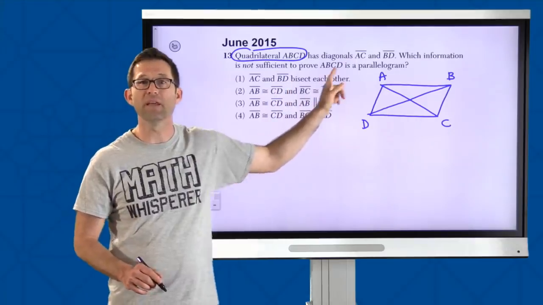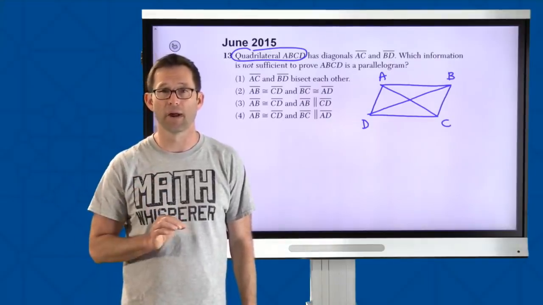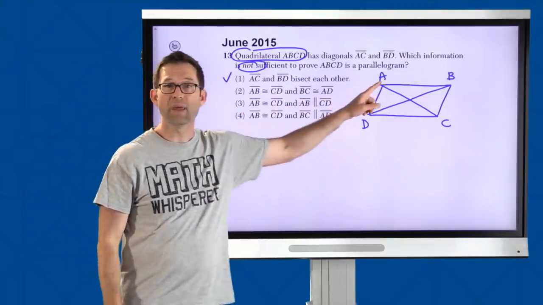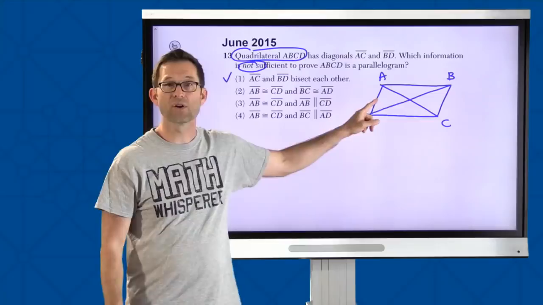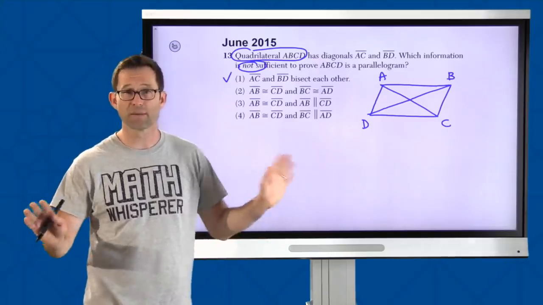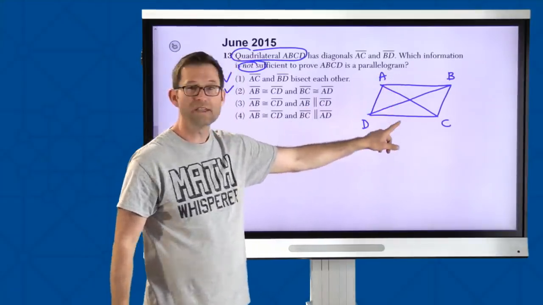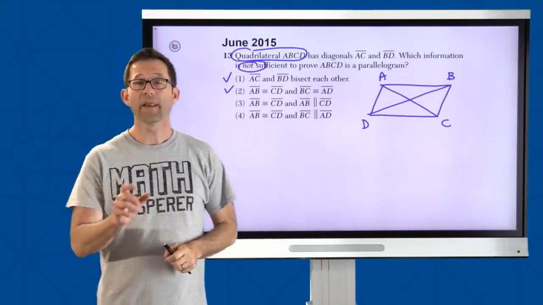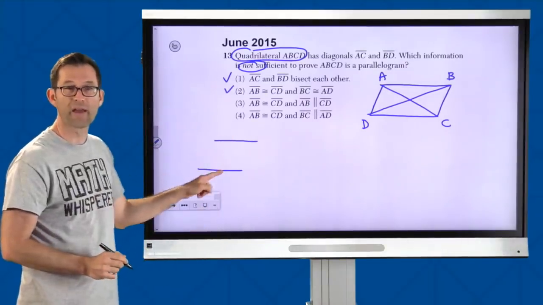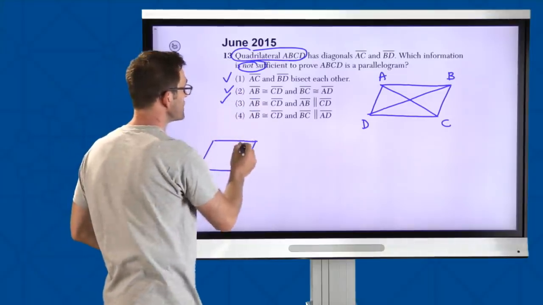So the first thing, AC and BD bisect each other. Yes. When the two diagonals of a quadrilateral bisect each other, it must be a parallelogram. So absolutely. But we're looking for what's not sufficient. The next one says AB is congruent to CD and BC is congruent to AD. In other words, we have two pairs of opposite congruent sides. Indeed, that is enough to prove it's a parallelogram. All right, AB is congruent to CD and AB is parallel to CD. So if I've got a pair of sides that is both the same length and parallel to each other, it forms a parallelogram. Yeah, which means the correct choice is number 4.